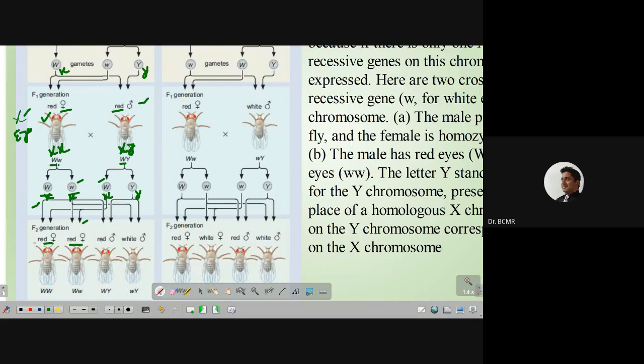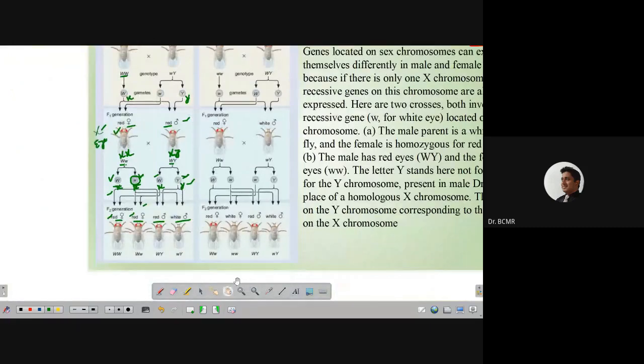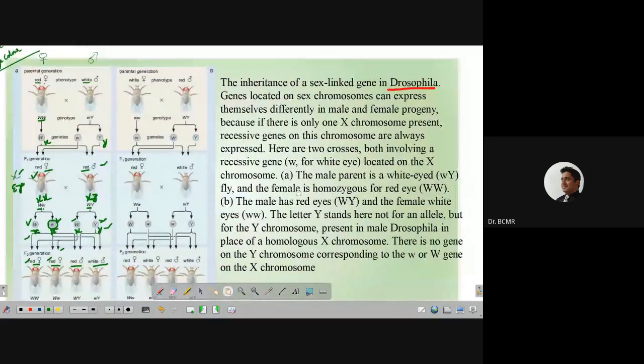So you will get two females with red eyes. Whereas if it is a male, if this gamete fuses with the Y here, then you will get a red male. If the other gamete, containing the small w, fuses with the Y gamete, they will form a white-eyed male. Okay. So just try to remember it that way. If not, I will try to post a video shortly.